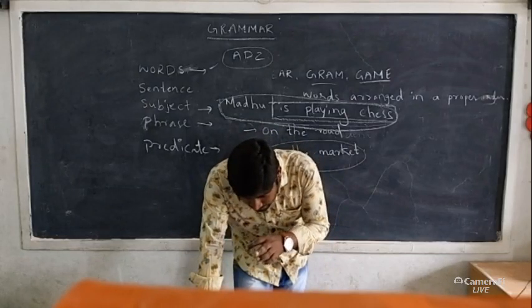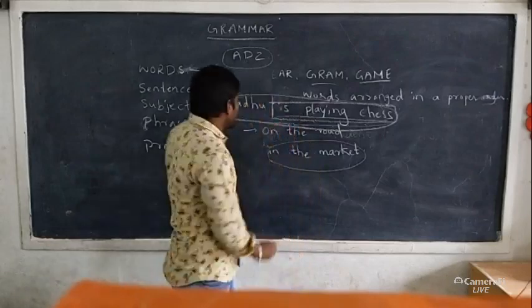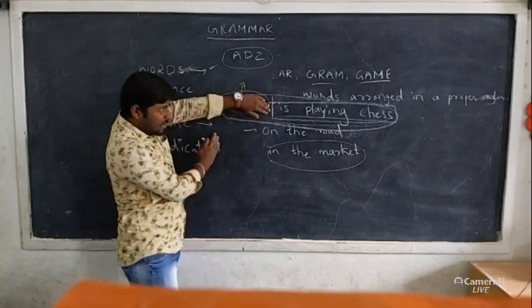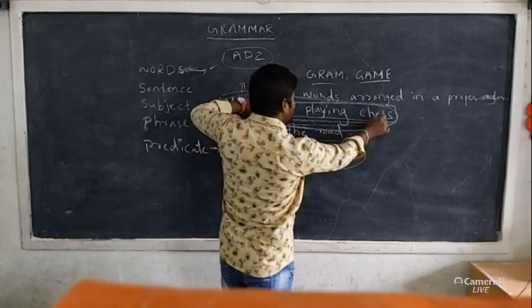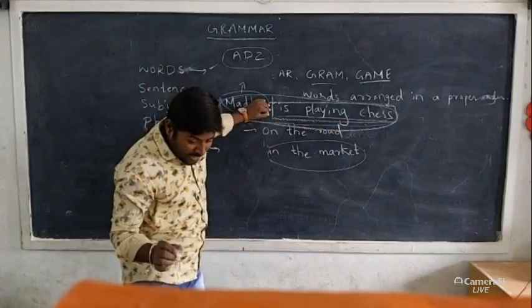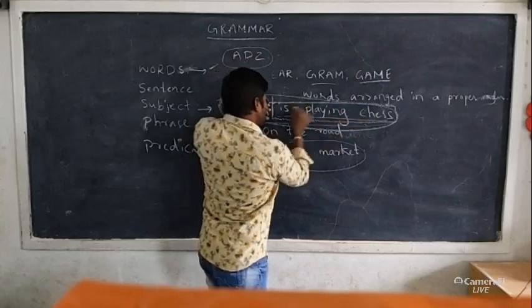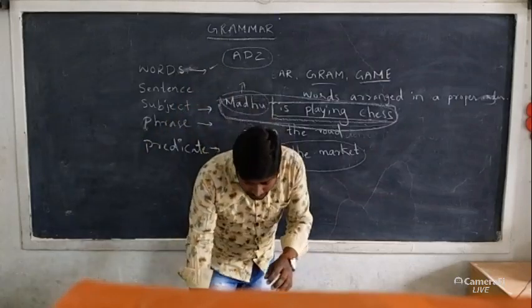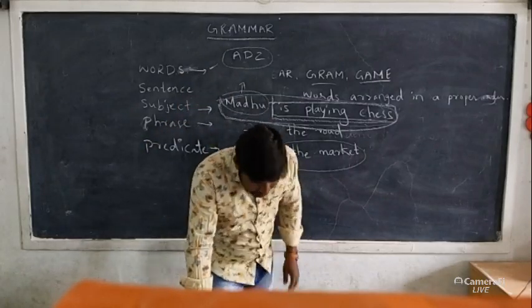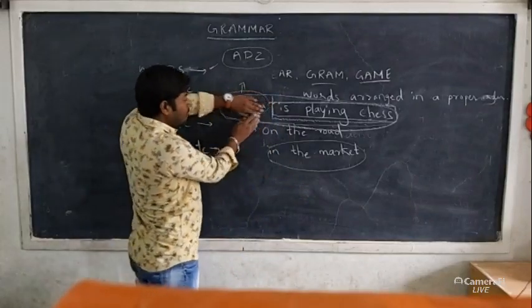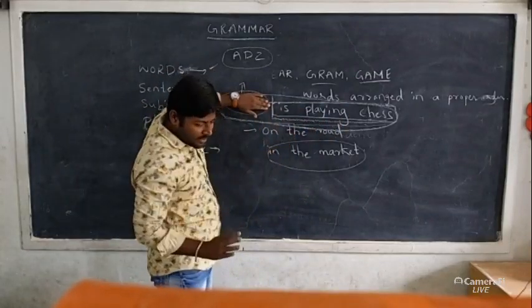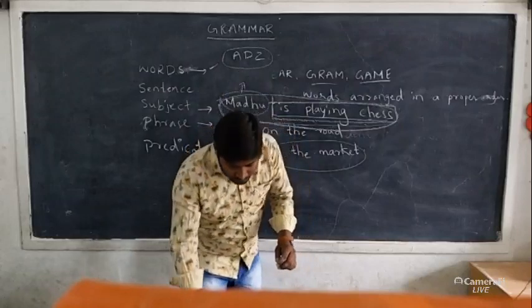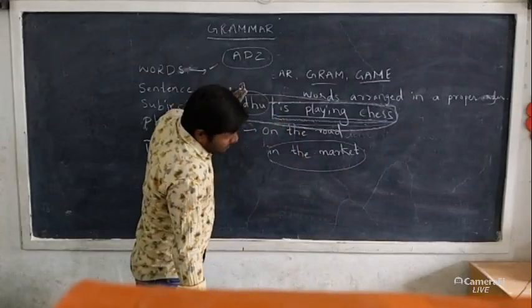Is playing chess is the predicate. And Madhu is the subject. If we remove the subject from the sentence, the remaining part of the sentence is called the predicate. This is very important. Except Madhu, the rest is the predicate. If we leave the word Madhu, the remaining sentence is called the predicate. Why? Because this sentence talks about Madhu.